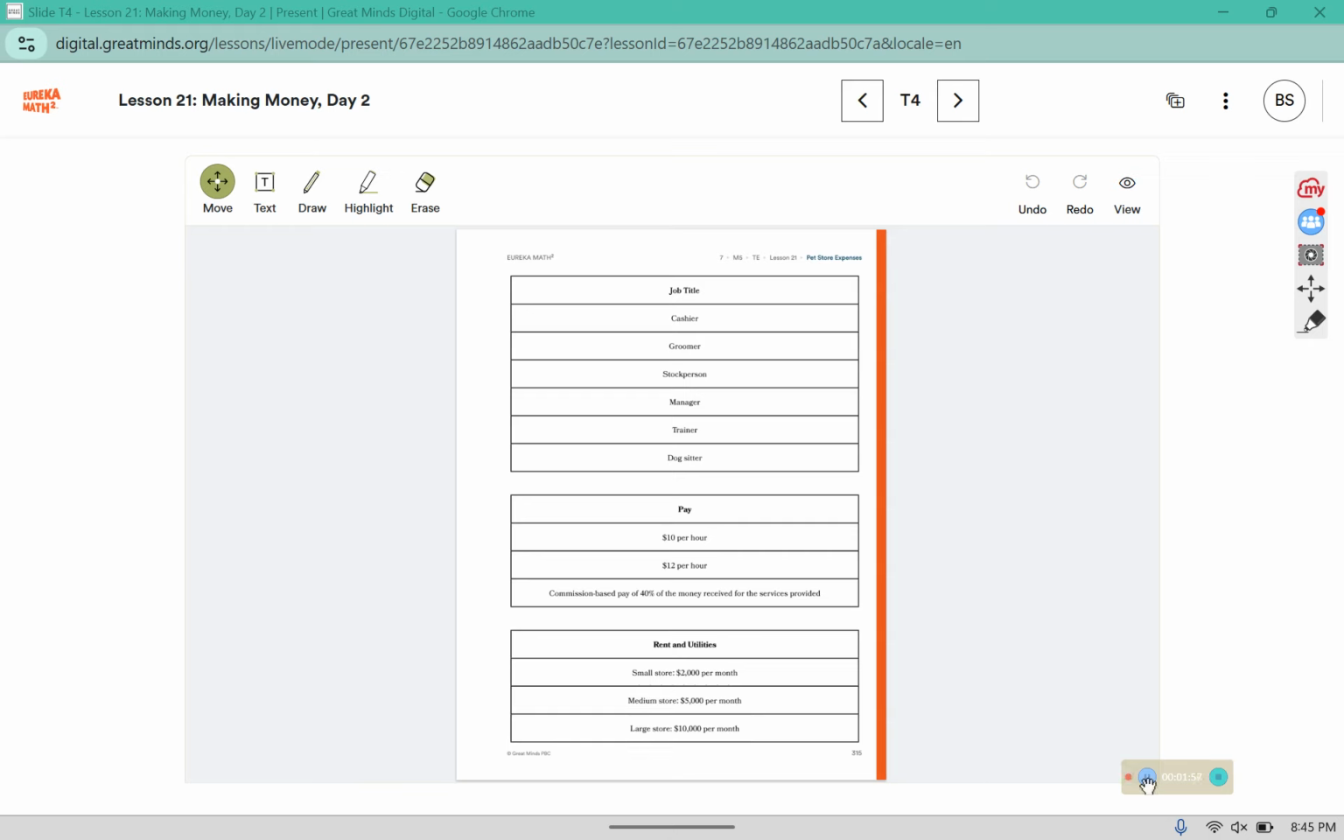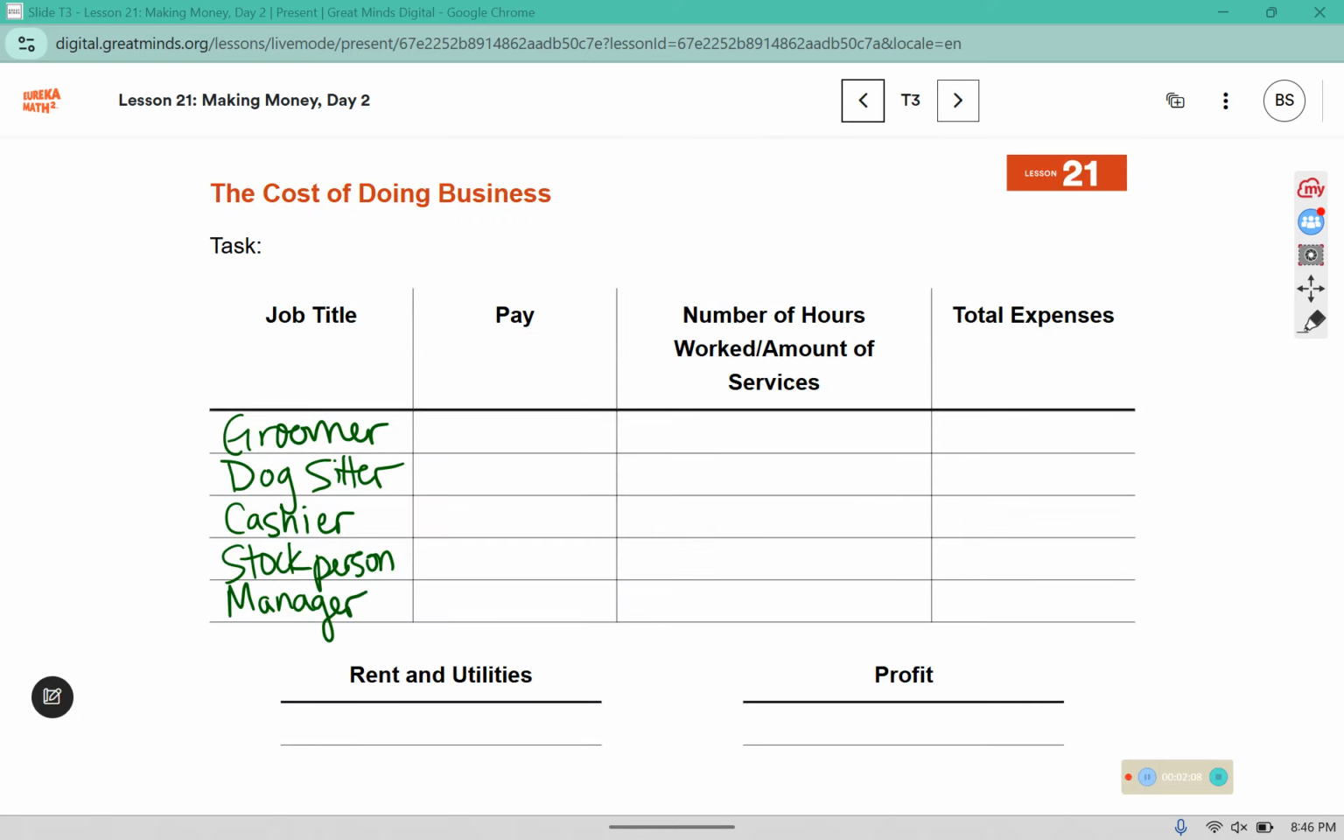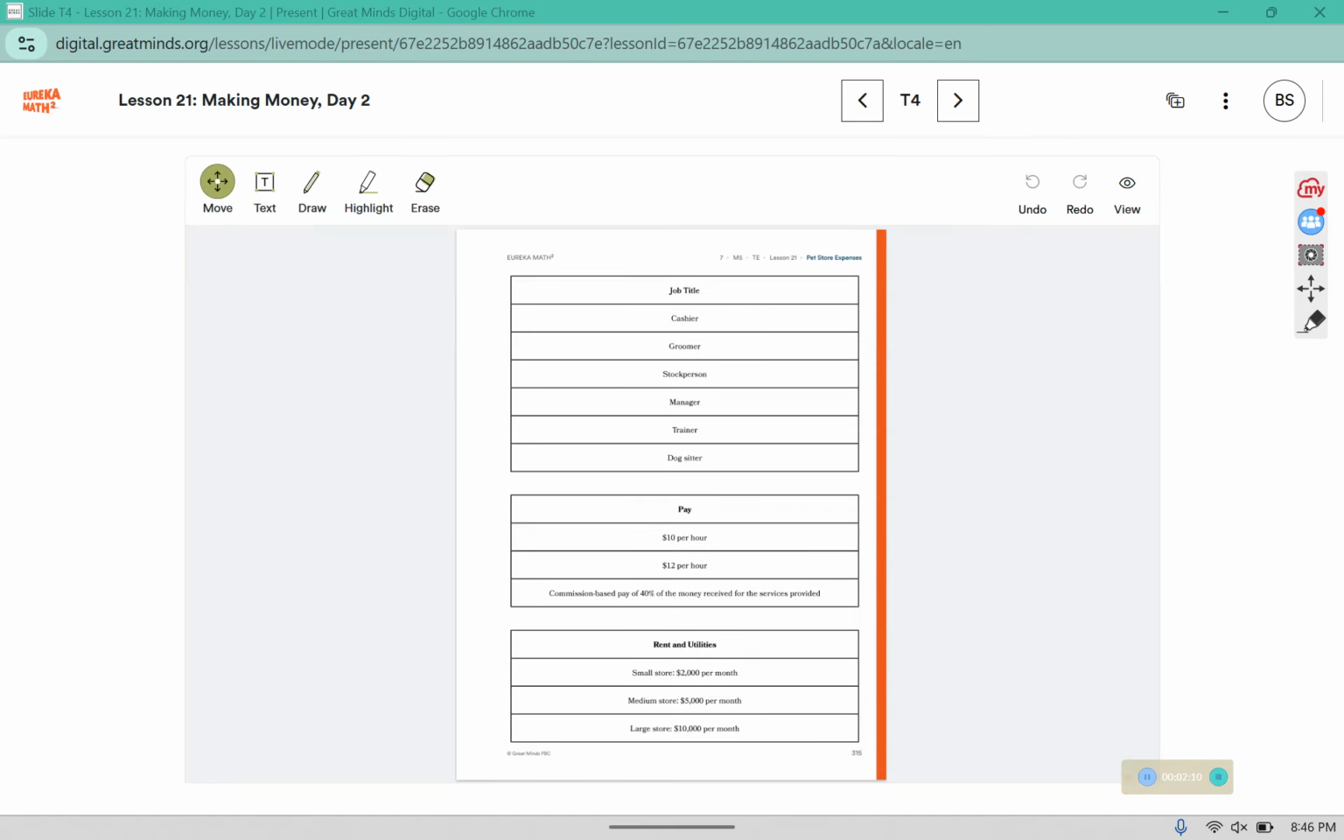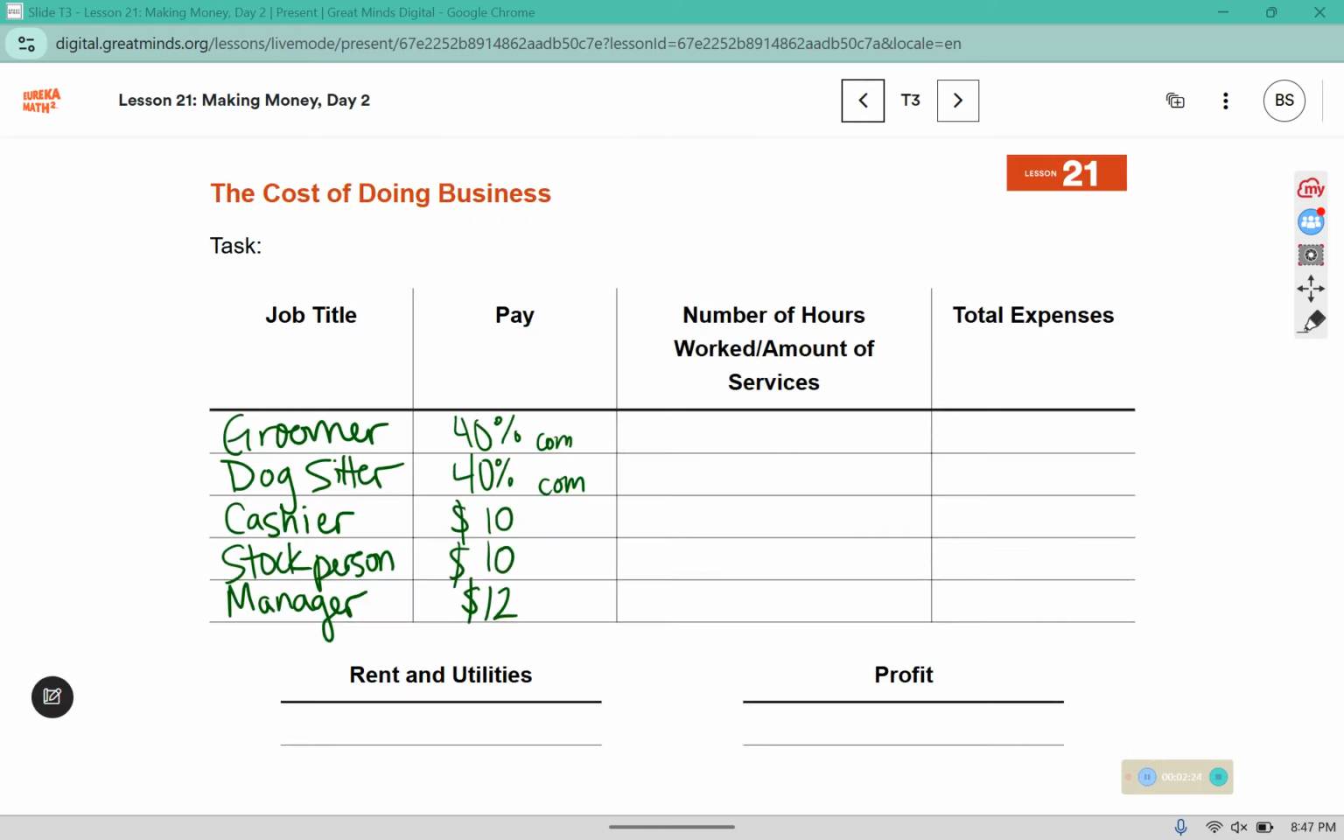I will also need a cashier, probably someone to stock the shelves with the toys and the dog food, as well as a manager. The groomer and the dog sitter I'll pay based on a commission. The cashier and the stock person I'll pay $10 per hour, and the manager I'll pay $12 per hour. A typical work week is 40 hours.